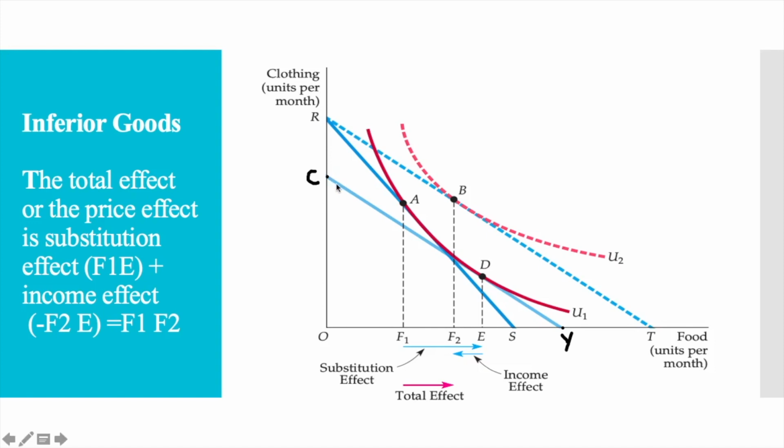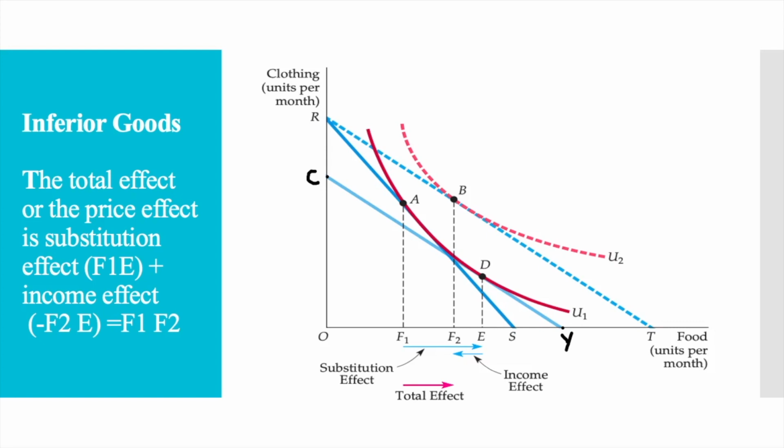For that, draw an imaginary budget line CY. Note that CY is drawn parallel to the new budget line RT and tangential to the initial budget line RS. Here, with the imaginary budget line CY, we are taking away the additional real income of the consumer from RT. At the same time, we are keeping the level of satisfaction of the consumer or the relative prices constant in imaginary budget line CY with regard to RT.